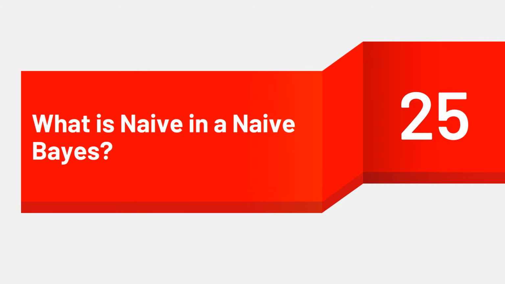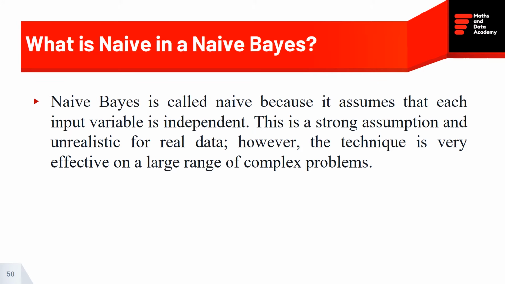What is naive in a naive Bayes? Naive Bayes is called naive because it assumes that each input variable is independent. This is a strong assumption and unrealistic for real data. However, the technique is very effective on a large range of complex problems.